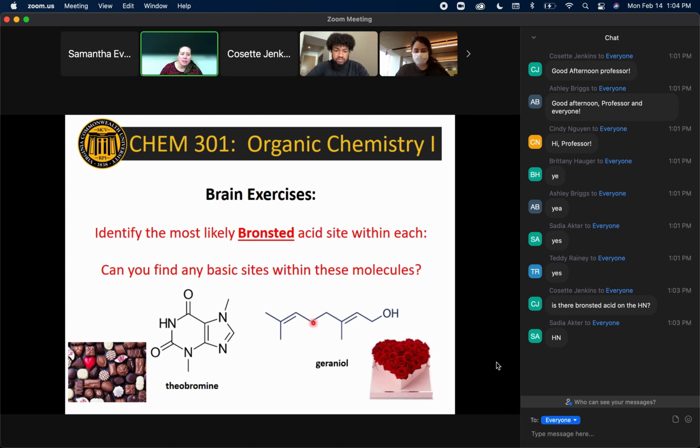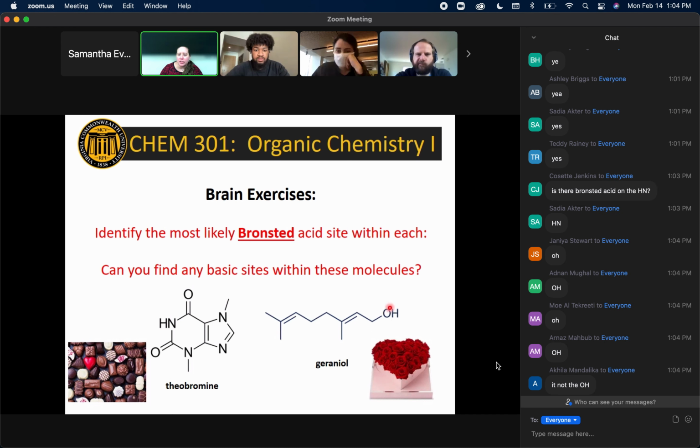What's the most acidic site in geraniol for Bronsted acids? There are all of these hydrogen atoms that are implied here, so is it one of those, or is it this hydrogen attached to the OH? You guys in the chat box have it right. It is the hydrogen over here attached to the OH. That's the most acidic hydrogen atom, so this is the most likely Bronsted acid site within this molecule.